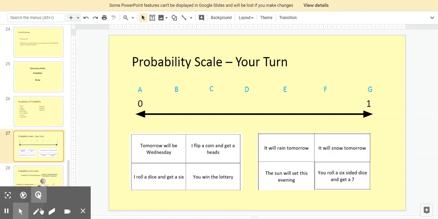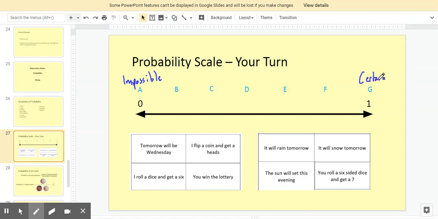We talked about what this might look like on a scale. So here's a scale that we had. 0 would represent something that was impossible, and 1 would represent something that was certain. And then in the middle, we could have evens, and then likely, and unlikely. So we talked about classifying some events on this scale.